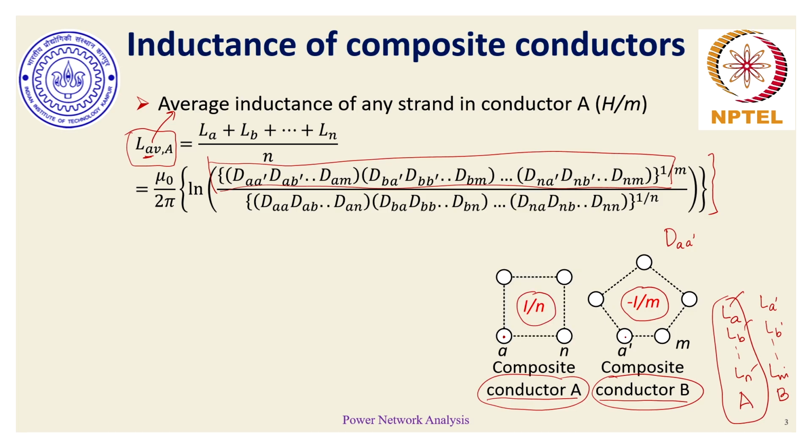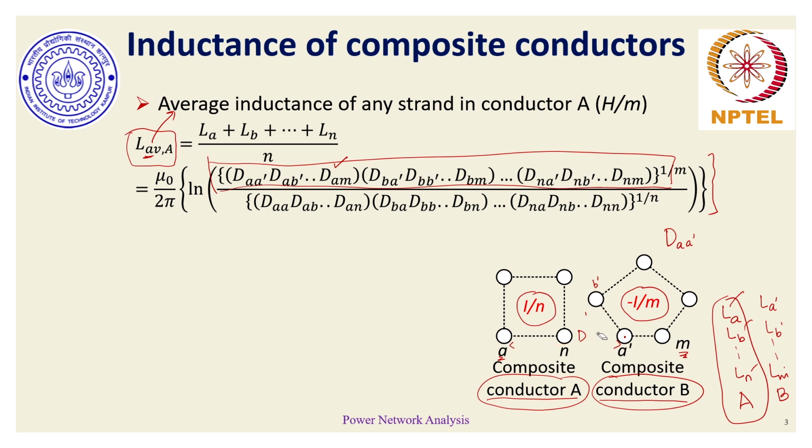Then similarly, strand A dash has a center over here. The distance between these center to center strands is D_AA dash, and similarly D_AB dash: if this is my strand B dash, then from the center of strand A to the center of strand B dash, the corresponding shortest distance is D_AB dash, and this goes on till we reach the center to center distance between strand A and strand M. That is where the D_AA term comes in.